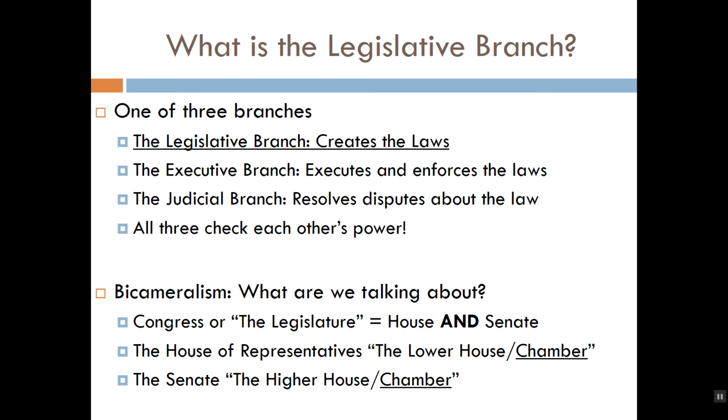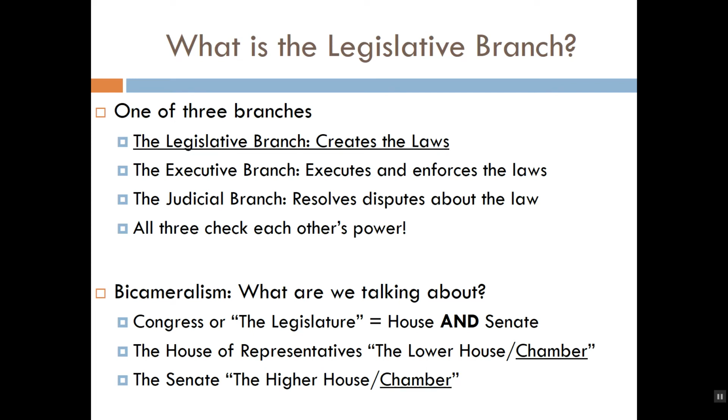Now that we know what the legislative branch is and what it does, let's talk a little bit about how it's organized or structured as an institution. And in order to do that, the first thing that you need to be familiar with is this term that sounds a little strange, but isn't actually all that complicated: bicameralism. To be bicameral is to be two-chambered. So bicameralism is the division of our legislature into two distinct chambers.